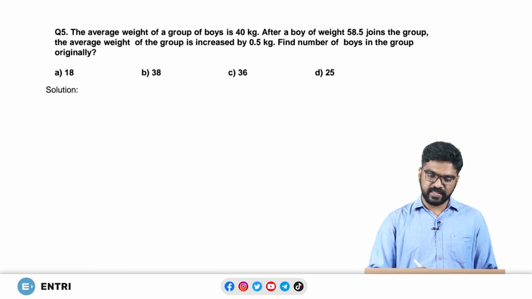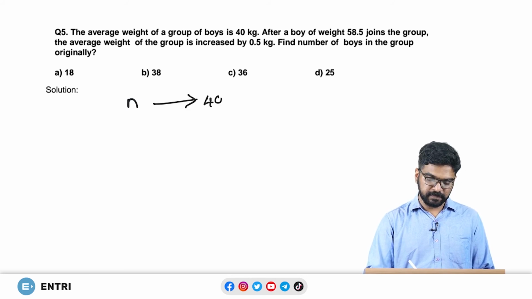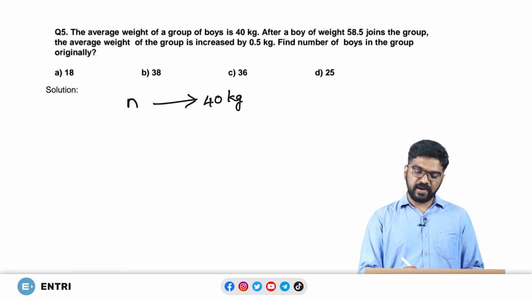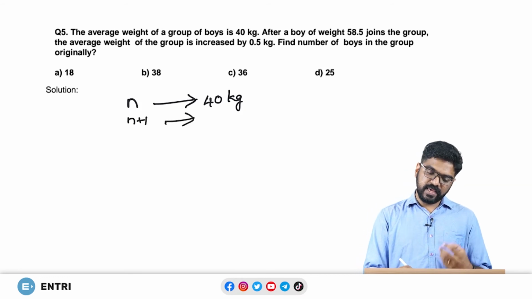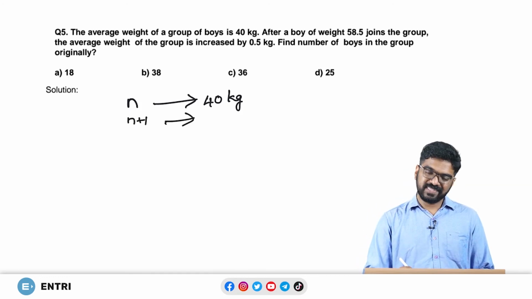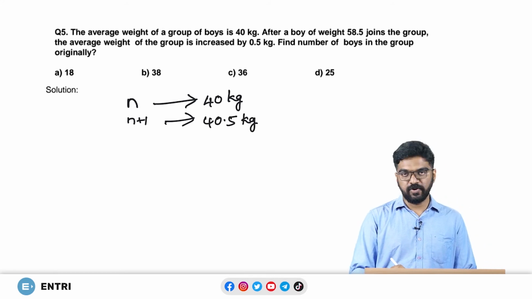So let us assume that there were n people, n boys originally. So I will be writing this value n. So there are n people and their average weight was 40 kilogram, right? After a boy of weight 58.5 joins the group, one more person is joining, that is n plus 1. What happened? The group's average weight is increased by 0.5 kilogram, right? So this will be 40.5 kilogram. Find the number of boys in the group originally.